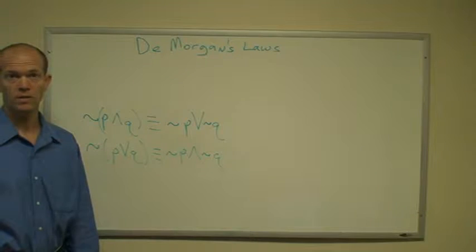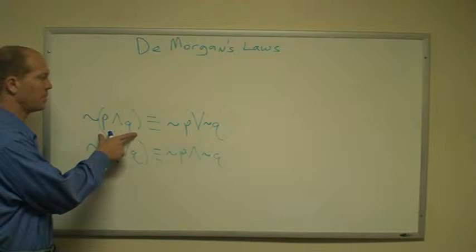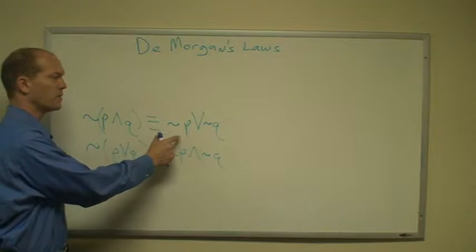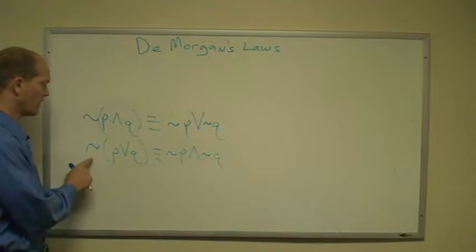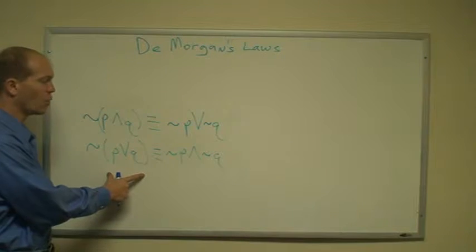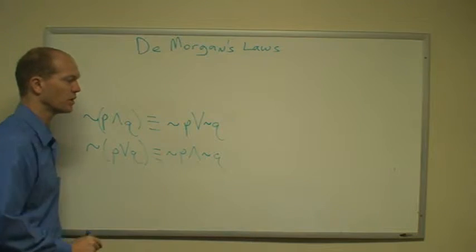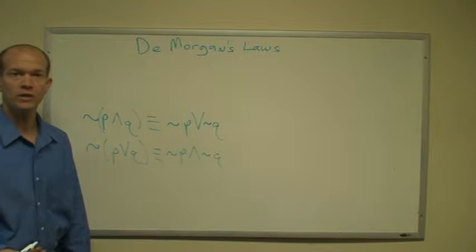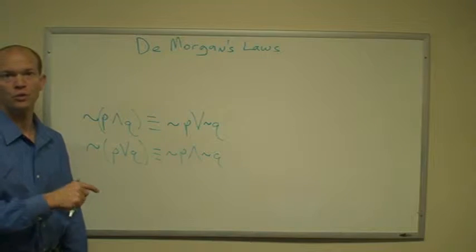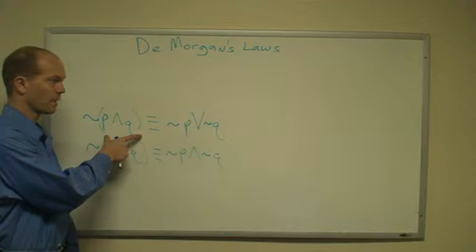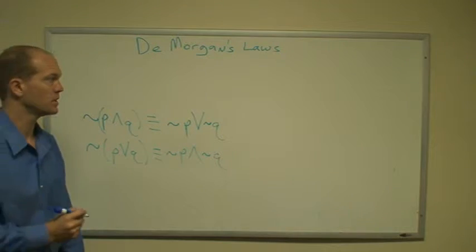To reiterate, what De Morgan's law says is that the negation of the quantity P and Q is equivalent to the negation of P or the negation of Q, along with the fact that the negation of the quantity P or Q is equivalent to the negation of P and the negation of Q. As discussed earlier, this effectively gives us a way to distribute negation across these parentheses. And this idea extends. That is, I can use this on other things with parentheses.